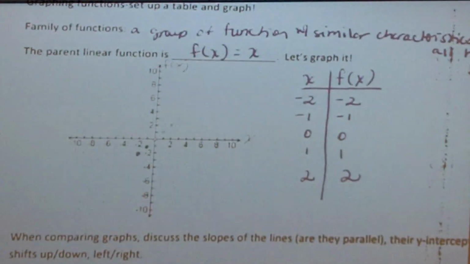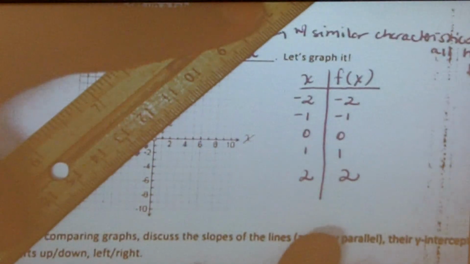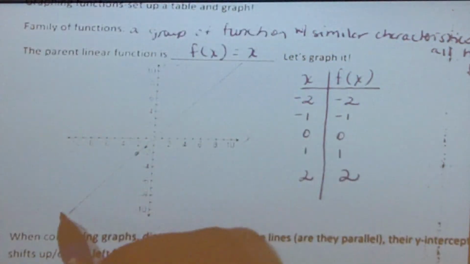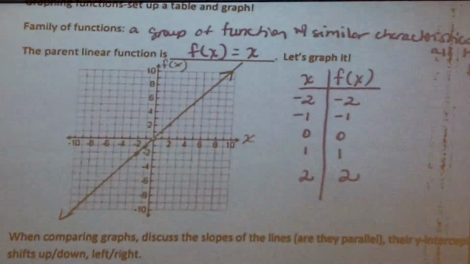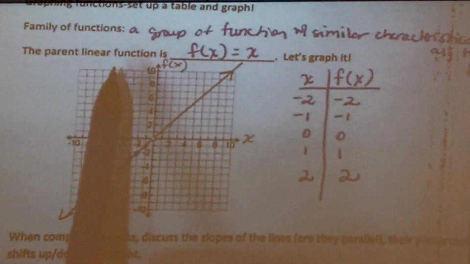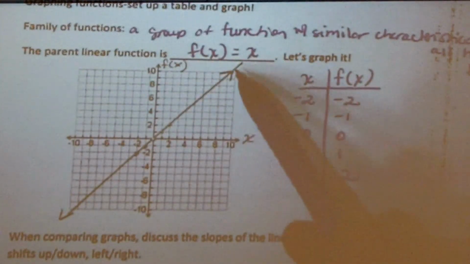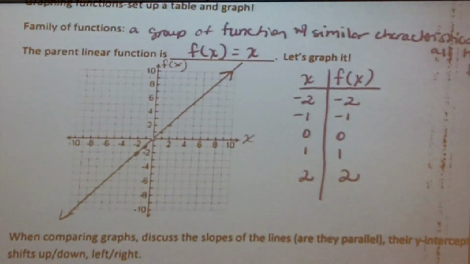So there are my points, but since we're talking about linear functions, that means I have to have a line. So here is a graph of my parent function. It will always look like this because your linear parent function is f of x equals x. It is simply a line that goes straight through the origin. Okay? So if I say the term parent function, you've got to know what I mean. I'm not going to tell you that it's f of x equals x.